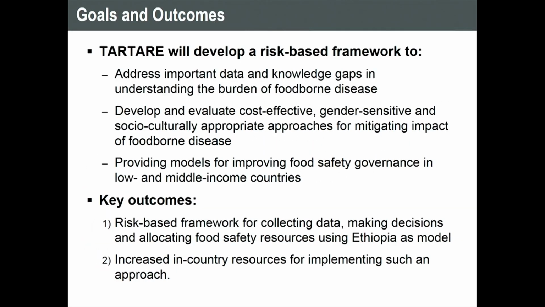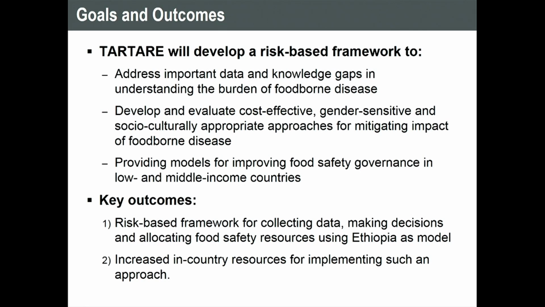So our main goal and outcome will be to develop a risk-based framework in Ethiopia that will address important data and knowledge gaps in understanding the burden of foodborne disease. Then I have these 3 pillars. One is burden of foodborne disease, and then the second one is going to focus on risk mitigation. And specifically, we're going to develop and evaluate cost-effective, gender-sensitive, and socio-culturally appropriate approaches for mitigating impact of foodborne disease in the 2 supply chains that we've identified, raw beef and raw dairy.